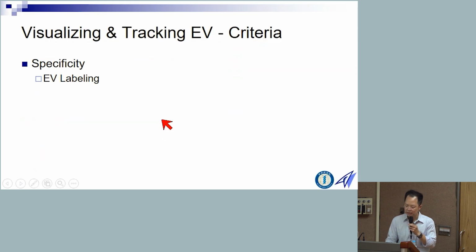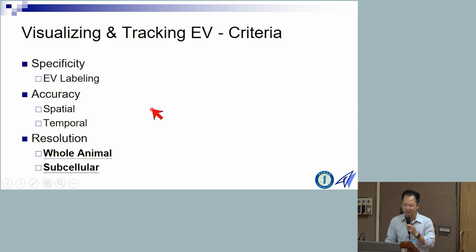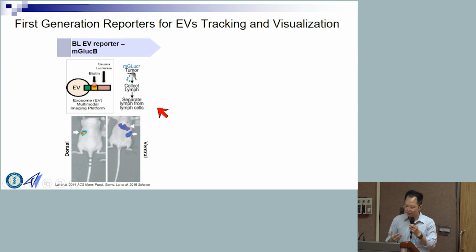So we set a couple criteria at the time. I said, is it possible that I can label vesicles specifically and yield accuracy in terms of spatial and temporal resolution? And finally, what can I see? Can I see a whole animal? I think I was young and reckless at that time. And can I further zoom in to see subcellular resolution? We're very fortunate that at that time we did develop a set of bioluminescence reporters. And indeed, by injecting into the tail vein of the animals, we can use bioluminescence to see them, essentially identifying the biodistribution of these vesicles that you administer.